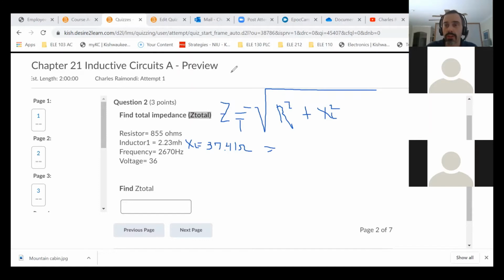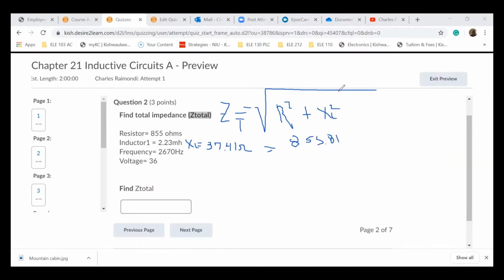Got somebody to text it or chat it on this. 855.81. 855.8. Do we get an agreement on that? Yeah, I got 855.81 too. Okay, good. All right, that's right here.